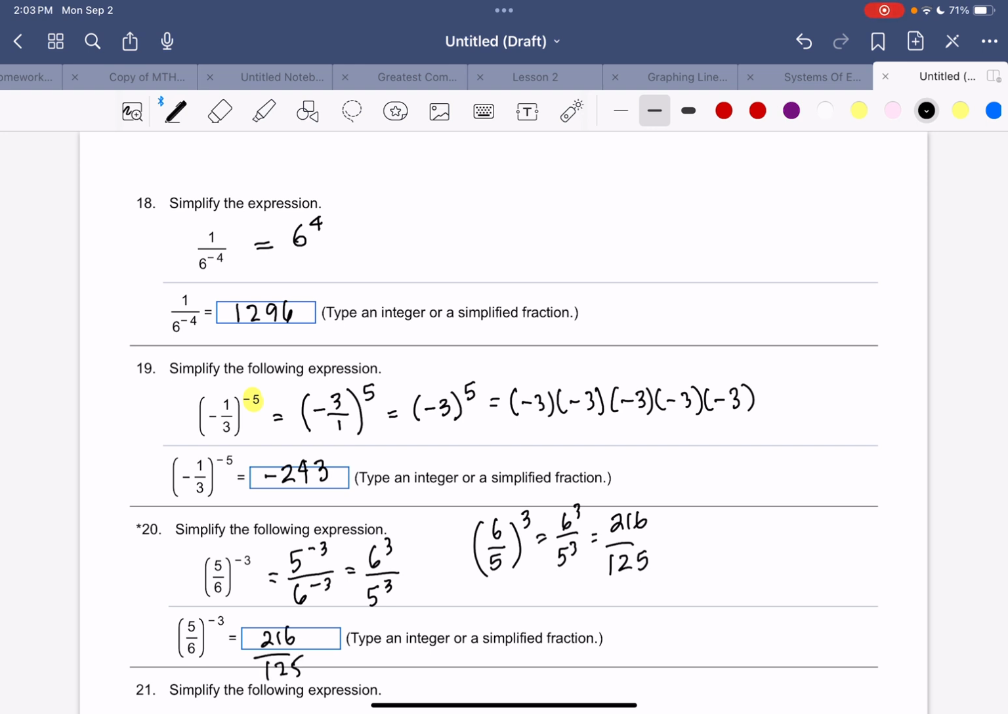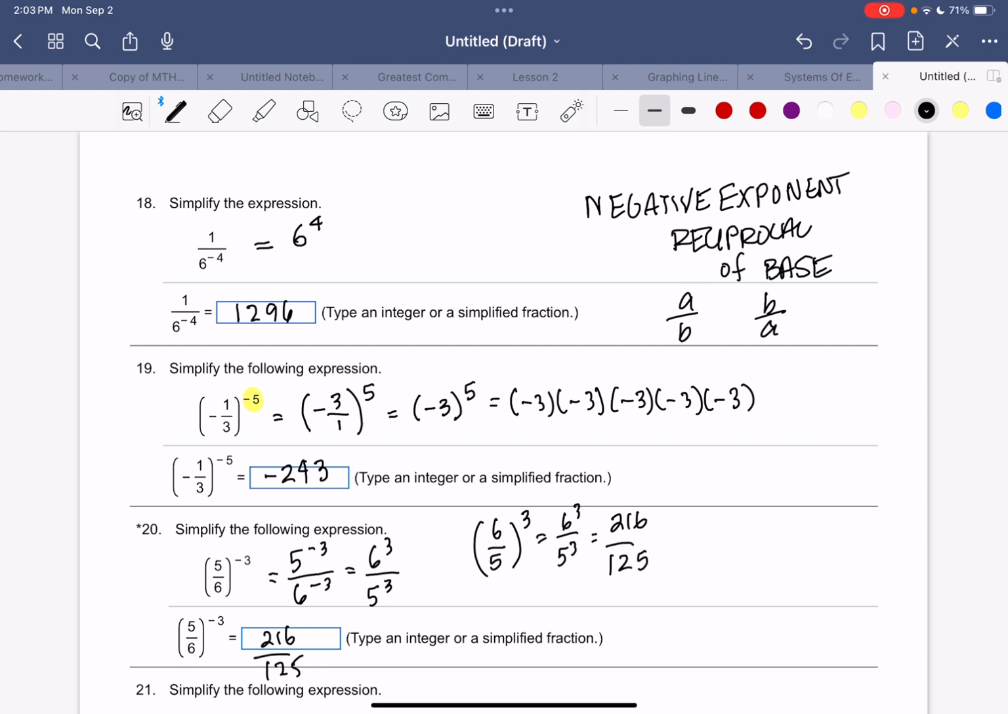A negative exponent means reciprocal. That's all it means. Flip it over. It means take the reciprocal of the base. Remember reciprocal when you're doing fractions before? That if you have A over B, then the reciprocal is B over A. You just flip it over.